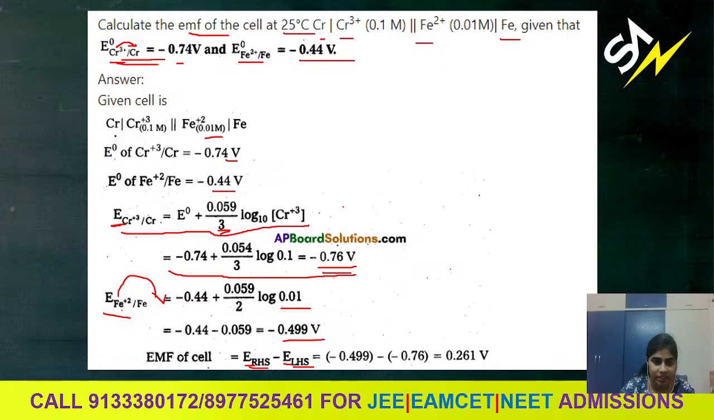We get this value Fe+2 to Fe as minus 0.499, and this conversion LHS value as minus 0.76. If you solve this, we will get the complete value of 0.261 volts. In this way, you need to solve these problematic questions.